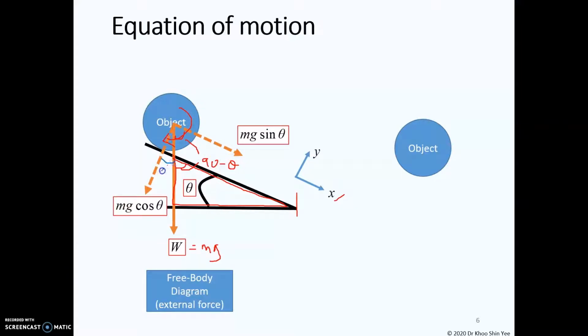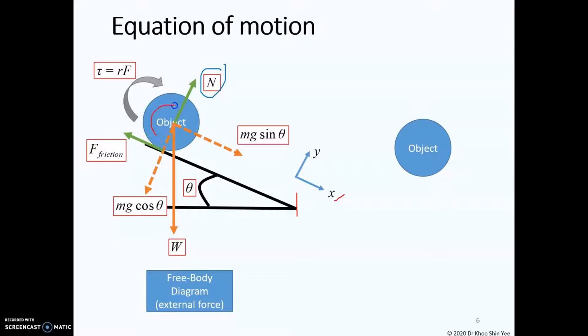So the angle here will be equal to theta, when you take 90 degrees minus 90 degrees minus theta. mg cos theta gives you the force component in the negative y direction. mg sin theta gives you the force component in the x direction. Then you have the normal force acting on the object in the y-axis. Lastly, you have the friction force acting in the negative x direction.